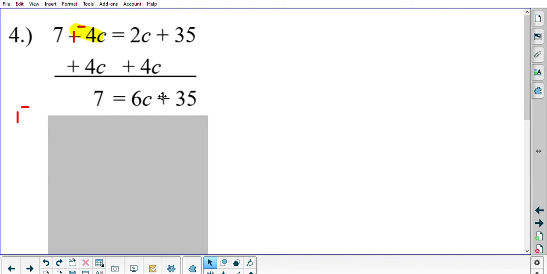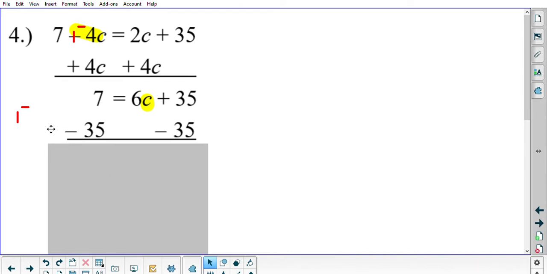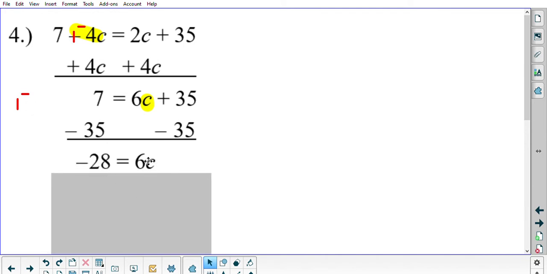Maybe you like that. Maybe you do. I don't know. Then from here, you would ask yourself what's happening to your variable. It's being multiplied by 6, then added by 35. So the inverse would be to subtract by 35. Do you need to make it out in the opposite or not? Maybe, maybe not. It's going to give you negative 28 equals 6c.